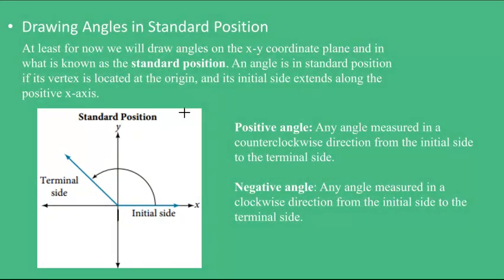For the most part, we'll be drawing angles in what is referred to as the standard position. So in the case of the standard position, the vertex is going to be at the origin and the initial side is going to be along the positive x-axis. And then we measure our angle counterclockwise from the initial side to the terminal side. This will give us a positive angle. Of course, we can measure the angle this way, but then the angle will be negative.